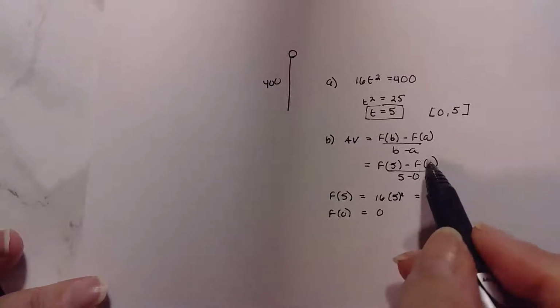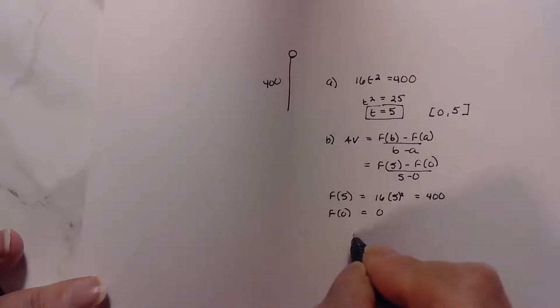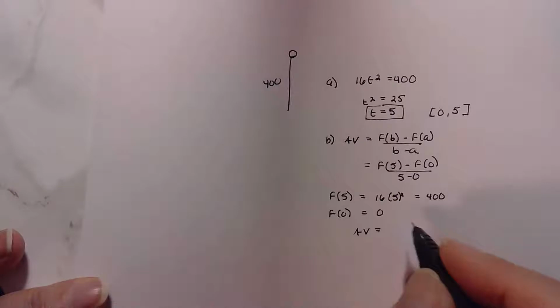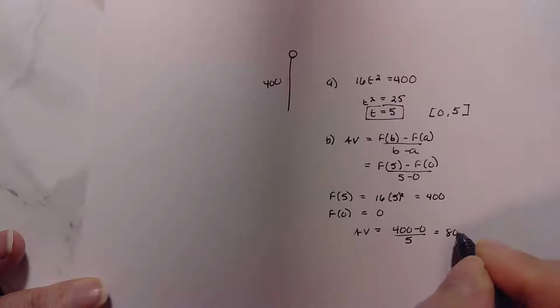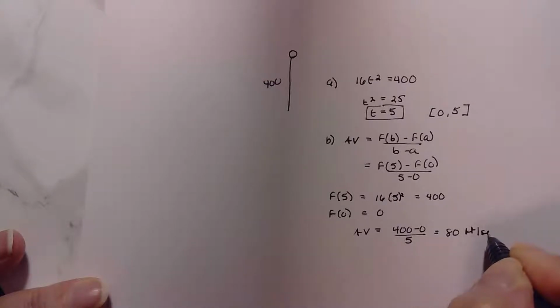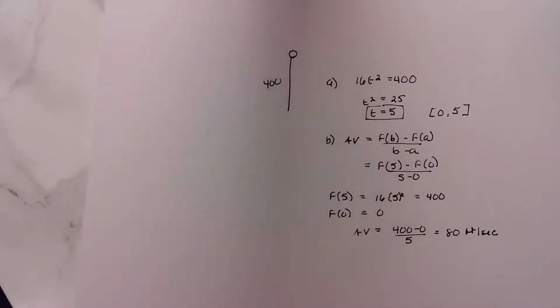So replacing these components in here, we're going to have that the average velocity is equal to 400 minus 0 over 5, and that's 80 feet per second. Because we're talking about average velocity, we need to make sure we include the units. And the units in the problem are in feet and seconds.